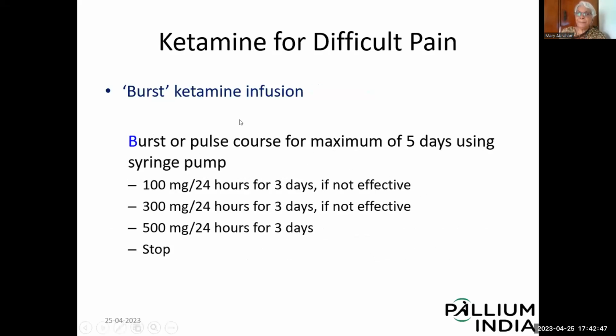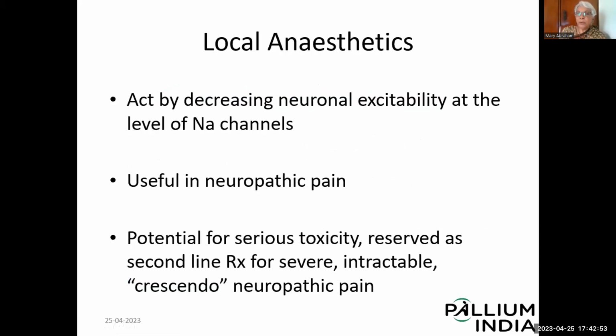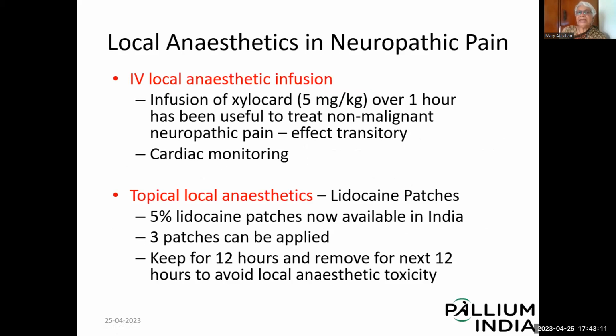Now there's also a burst ketamine infusion, which we use for difficult pain, which I'll talk about. Local anesthetics can also be used for difficult pain. They act by decreasing the neuronal excitability at the level of the sodium channel. Good for neuropathic pain, particularly the severe intractable crescendo kind of. It can be given as an IV local anesthetic infusion.